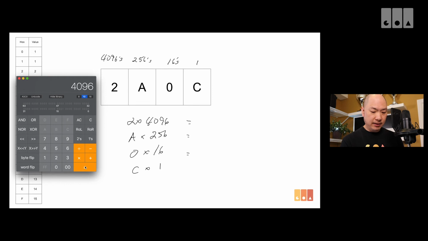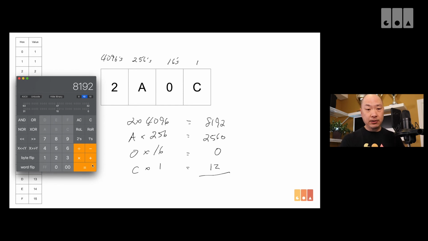Okay, let's do these calculations. What's 2 times 4,096? Well, I have it here. 2 times 4,096 equals 8,192. Okay, what's A times 256? Well, we said A was 10, right? So 10 times 256 is easy, 2,560. 0 times 16 is 0. And C times 1, what's C? Well, A is 10, B is 11, C is 12. So that's 12. So let's add that all up.